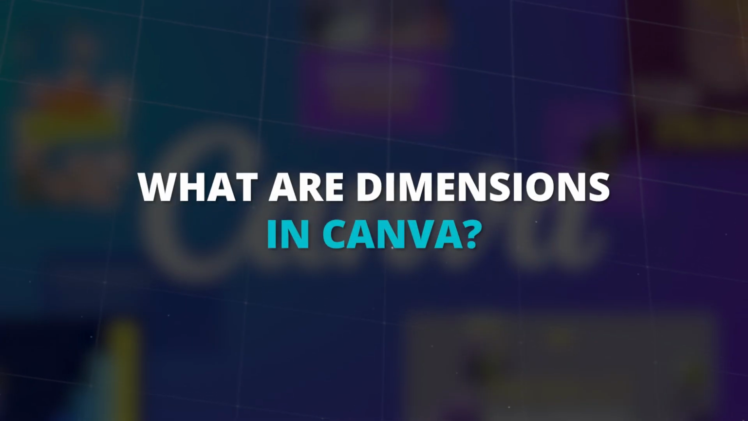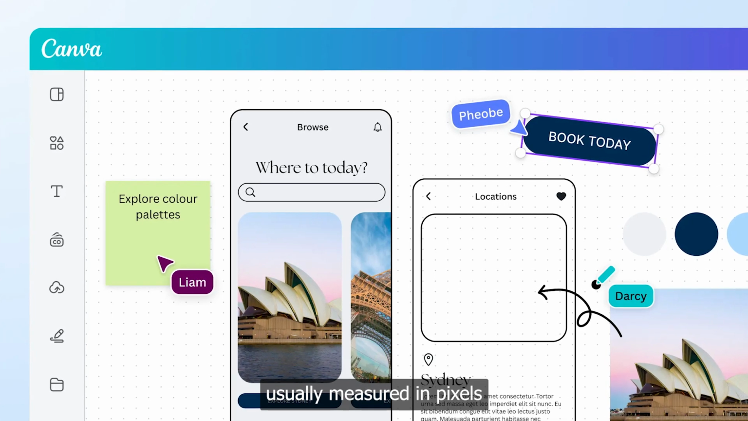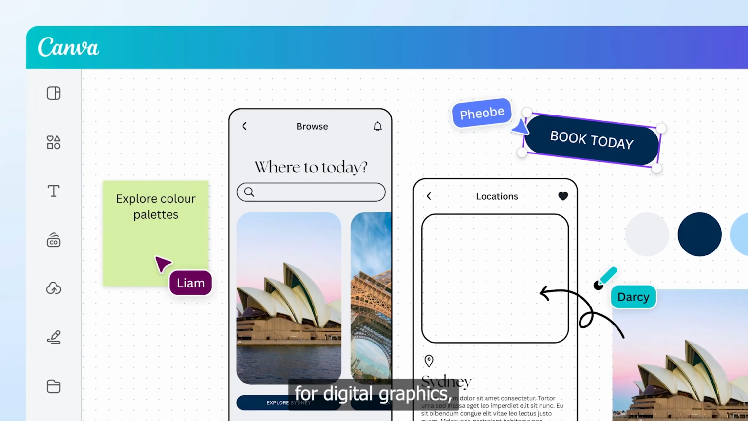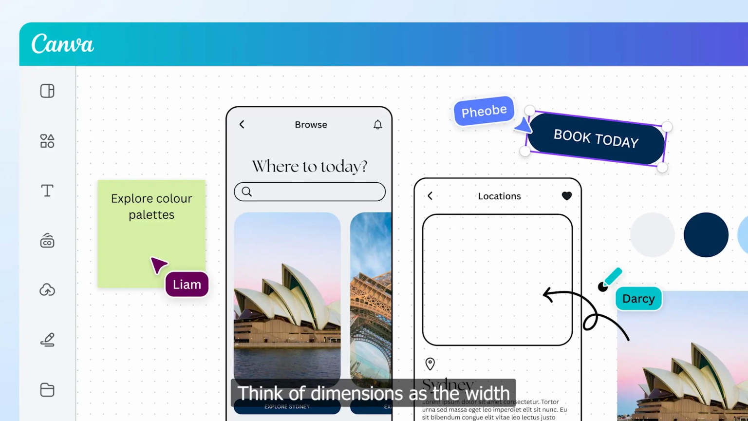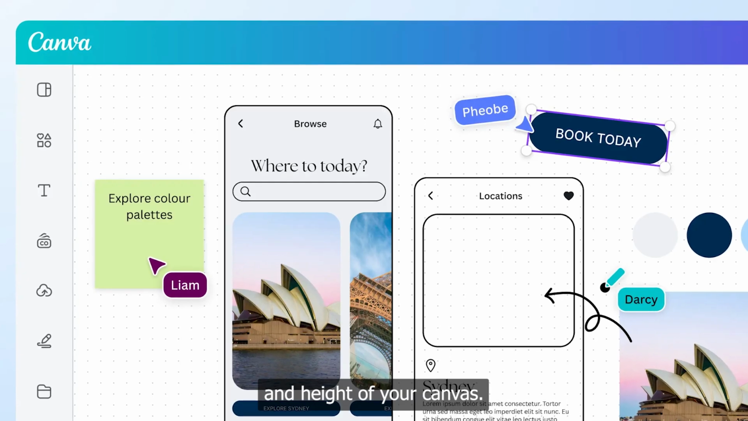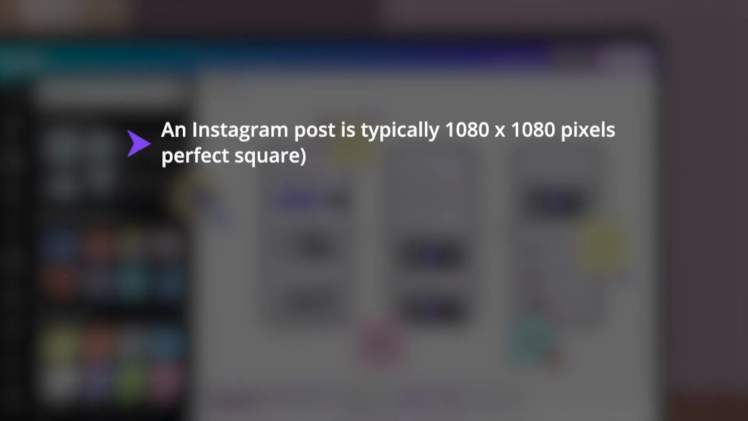What are dimensions in Canva? In Canva, dimensions refer to the size of your design, usually measured in pixels for digital graphics and inches or millimeters for print designs. Think of dimensions as the width and height of your canvas. For example, an Instagram post is typically 1080 by 1080 pixels, a perfect square.